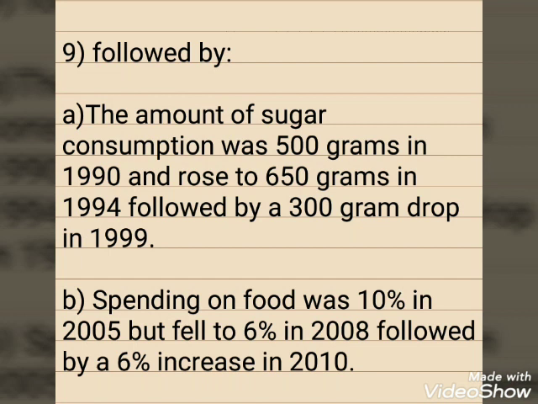Next, followed by. It is a very crucial structure. The amount of sugar consumption was 500 grams in 1990 and rose to 650 grams in 1994, followed by a 300 gram drop in 1999. This is a very crucial structure. If you use this structure, you will definitely raise your band score in Task 1 for sure.